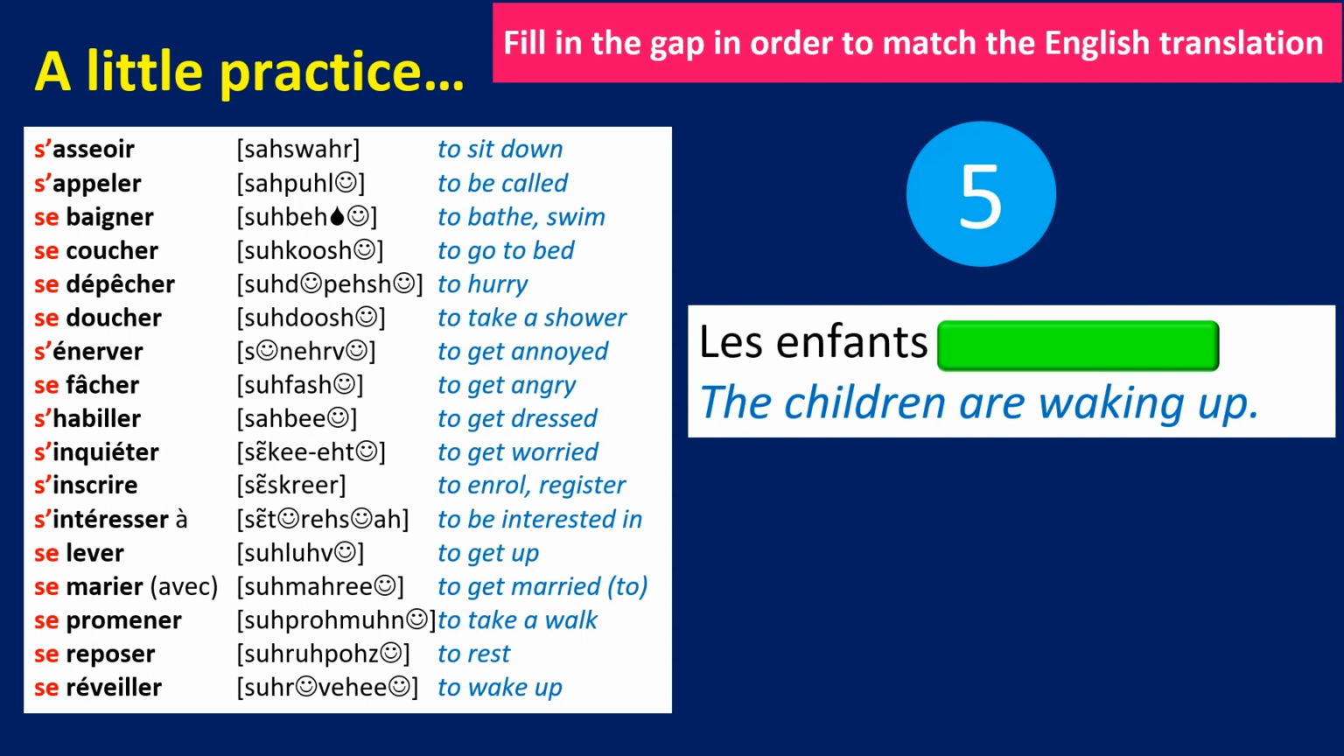The children are waking up. This is the present tense. Remember that there's no difference in French with the children are waking up and the children wake up. It's always going to be the present tense. So to wake up is se réveiller. Therefore, the children are waking up. Les enfants se réveillent.